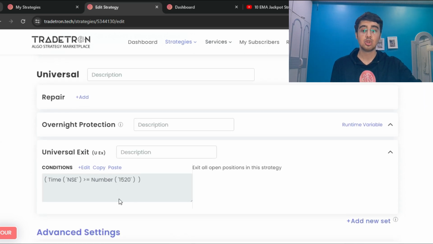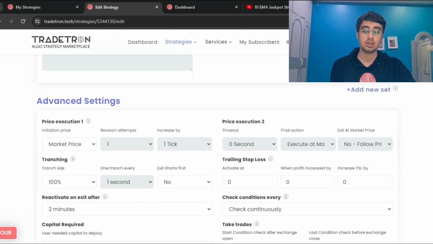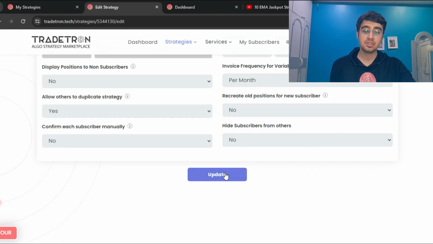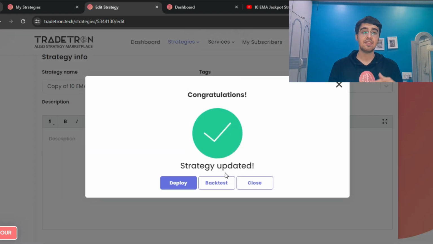Along with this, I also have a universal exit condition that at 3:20, I will be squaring off from my strategy. And this strategy will reactivate every 2 minutes. The next day, once my conditions are true, it will again start taking my trades.